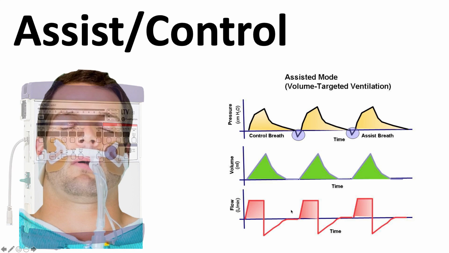Now the assist control mode uses the control components, but also adds an assist to it. So that very first breath you see on the pressure wave, that's a control breath. The machine is giving the exact breath that you told it to. Now, those next two breaths that have that little purple circle, that's the patient initiating the breath. So the nice thing about this mode is, on top of the control breaths, if the patient wants to take a breath themselves, they can. And the machine will give them the volume or the pressure that you specified every time they take a breath.